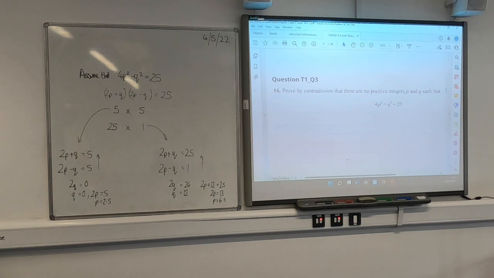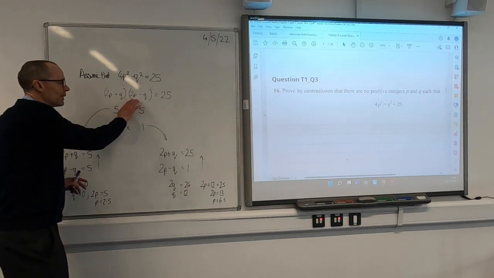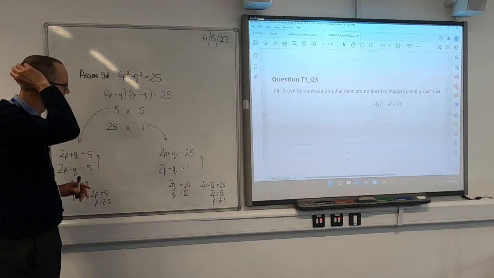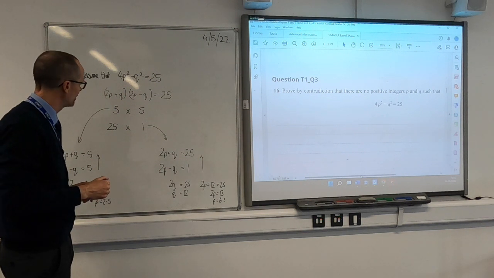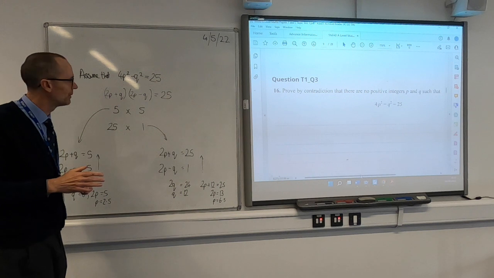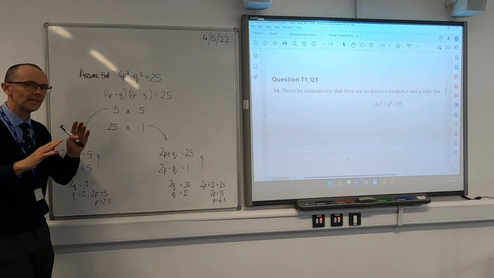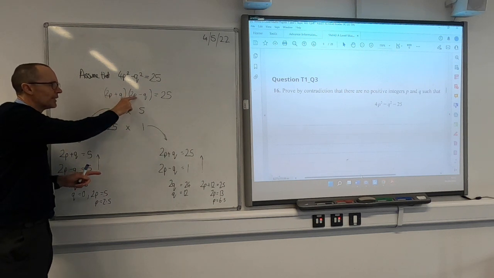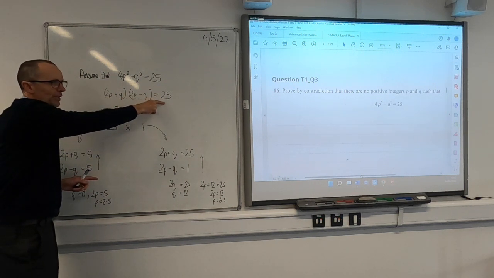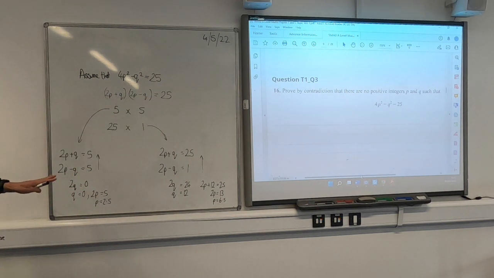So in both scenarios, and these are the only scenarios where an integer times by another integer can give you 25, knowing that they are positive, and we know that they are, it's got to be two positive numbers, because there's no way this can be negative, and so that can't be negative either because the answer is positive. But in both scenarios we get non-integer answers for one of the two variables.